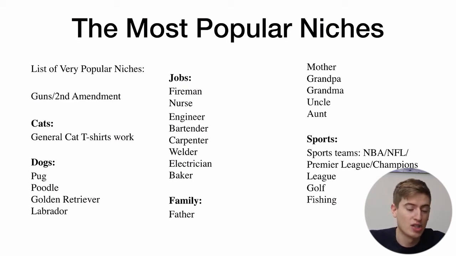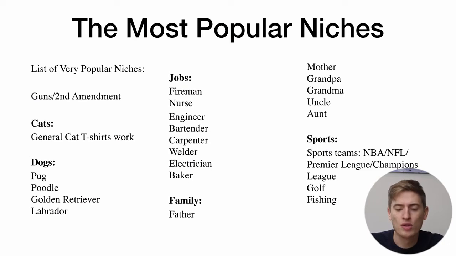You've got cats, so just general cat t-shirts, dogs, pug, poodle, golden retriever, Labrador, jobs, fireman, nurse, engineer, bartender, carpenter, welder, electrician and baker. And then you've got family, so you've got the father, the mother, grandpa, grandma, uncle, aunt, and then however you want to say those words, like mama, papa, mima, like all these different ways of saying them, like you're good.